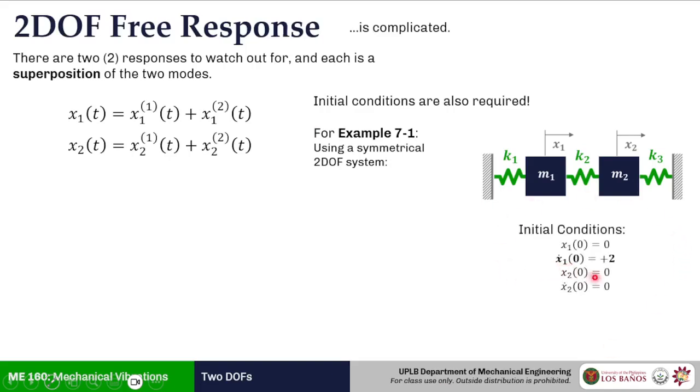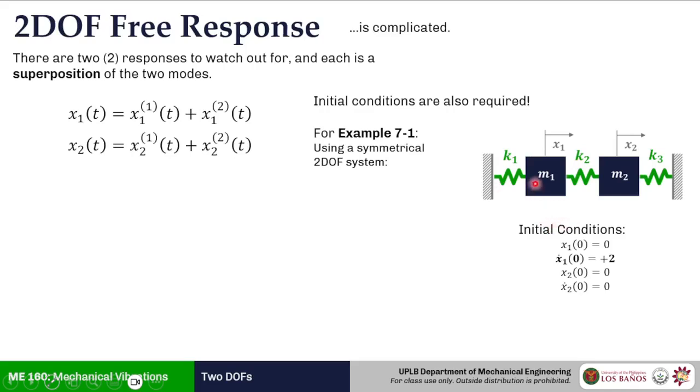We only have one non-zero initial condition. We have a flick, an initial velocity on mass 1. Knowing what we know about 2 degrees of freedom systems, if I flick mass 1 with this initial velocity, will mass 2 move? That is an interesting question. Because in chapter 1, we mentioned that the number of degrees of freedom depends on how many bodies can move independently.